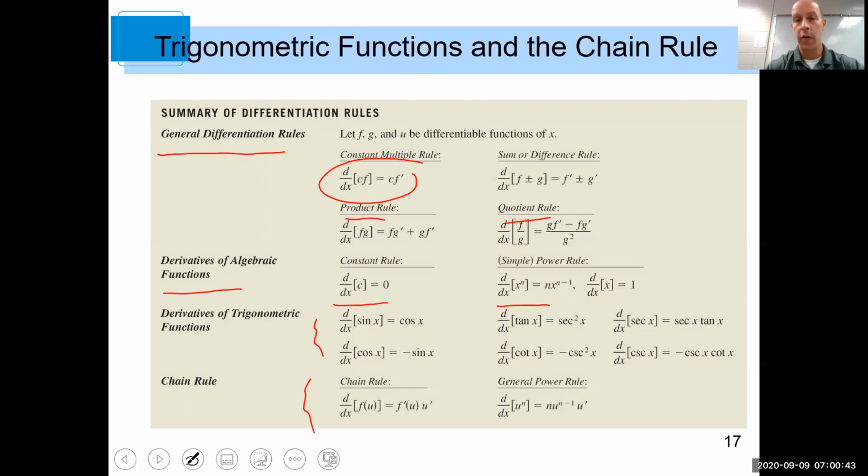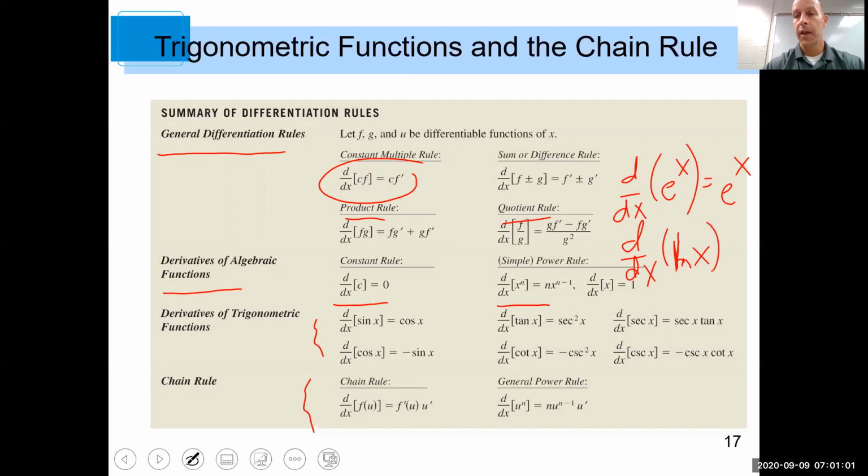And I'd also like to note that the derivative of e to the x is e to the x. And the derivative of the ln of x is equal to 1 over x. There's a couple of additional ones I should probably throw in there. I think we're going to stop it there.